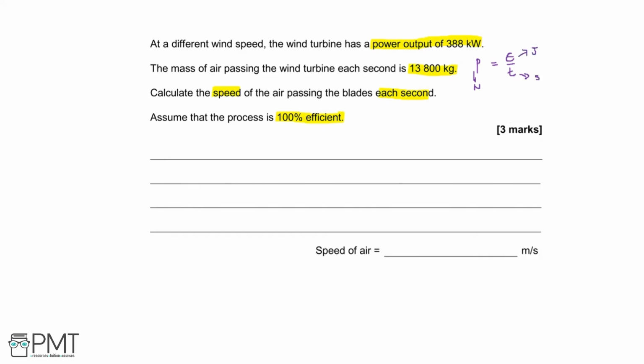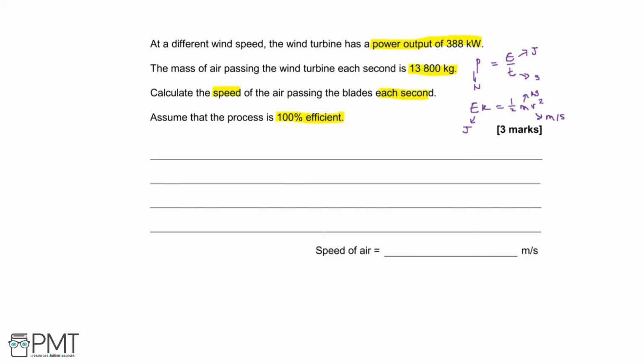And then to connect this to the speed of the air, we're going to need to use our kinetic energy formula, which is EK equals half mv squared. EK, kinetic energy, is energy, so it's in joules. Mass is in kilograms, and v is in meters per second.